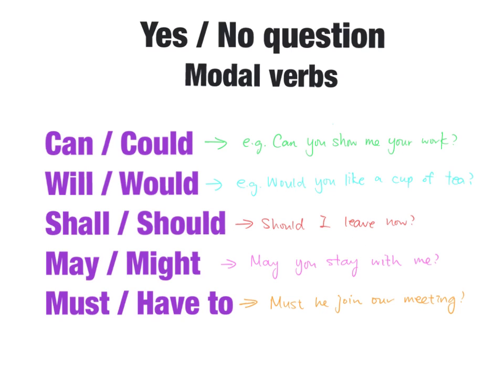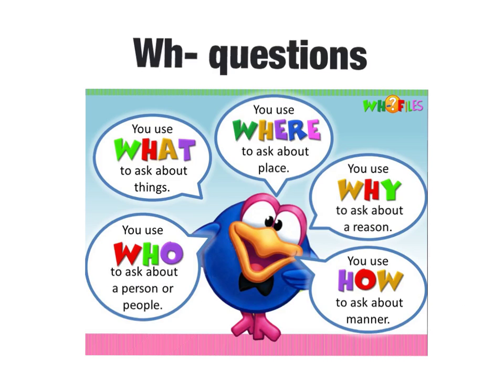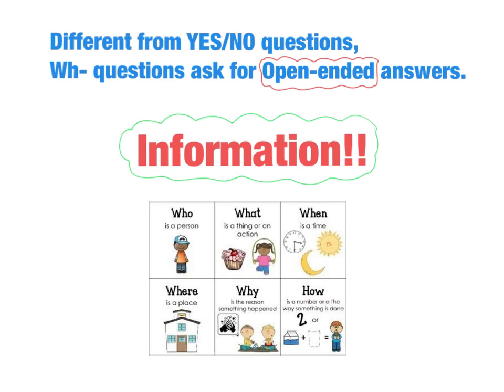Should I leave now? Should, and then subject. May you stay with me? May, and then subject. Must he join our meeting? Must, and then the subject. So these are the yes-no questions. So that is the end of the yes-no questions, and now we'll move forward to look at the WH questions.